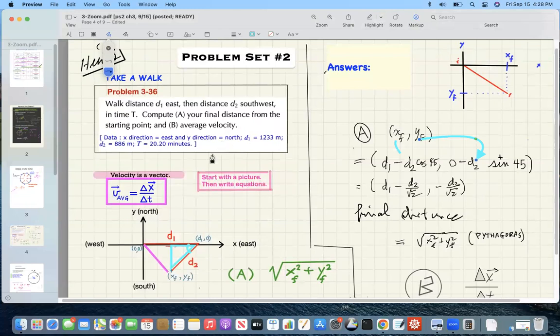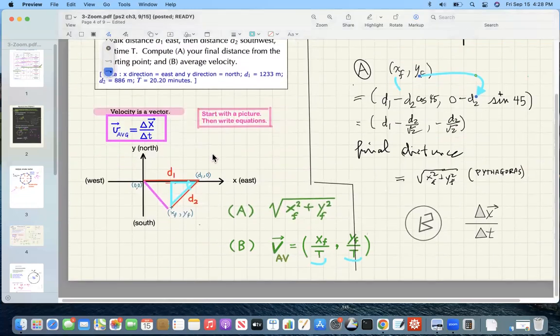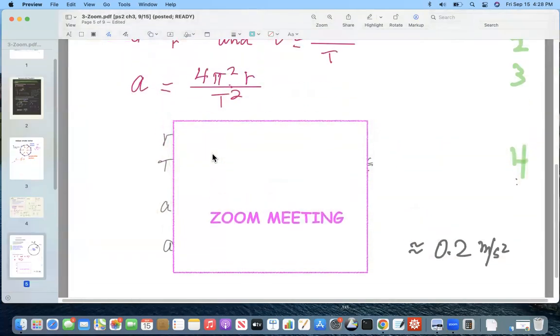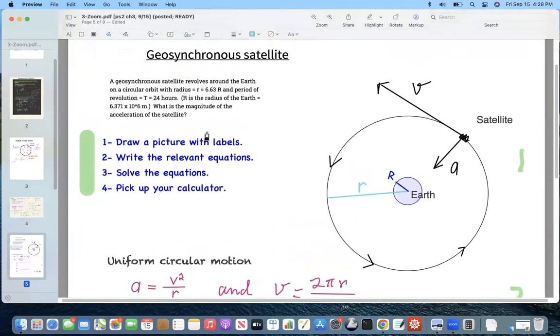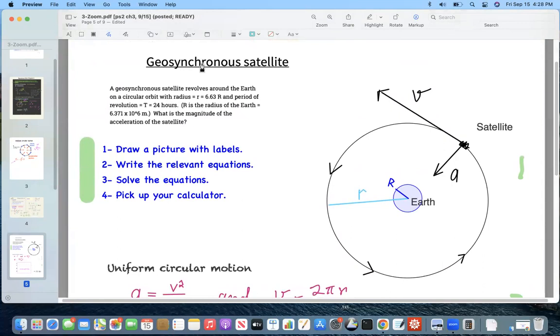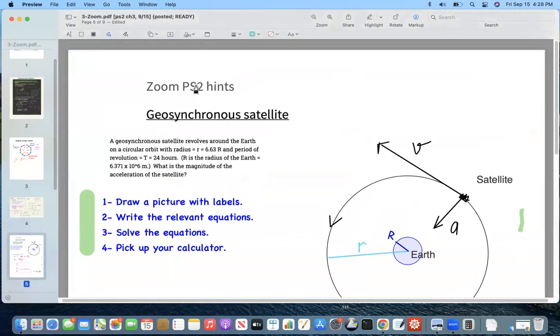All right, so that's a little exercise using vectors and using trigonometry. That's not really very difficult, but it involves motion in 2 dimensions. Here's another problem from problem set 2. I don't think this one's in the book. It's called the geosynchronous satellite.